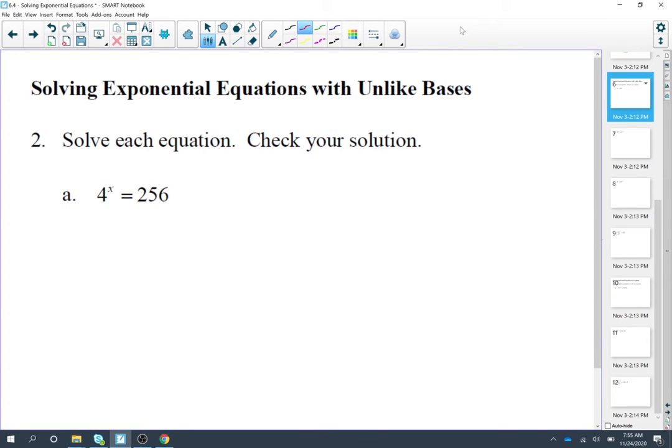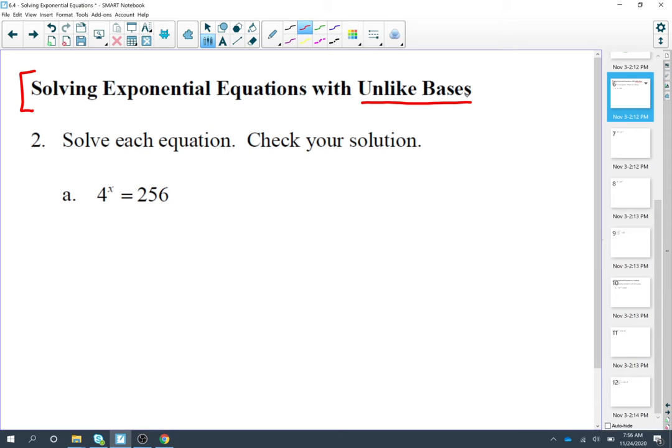Example 2, solve each equation, check your solution. Okay, now example 2 specifically says solving exponential equations with unlike bases. So if you look at example A, we have 4 to the power of x equals 256. So this one we're really going to take a guess and check approach. And I'm going to say, okay, 4 to the power of what equals 256?